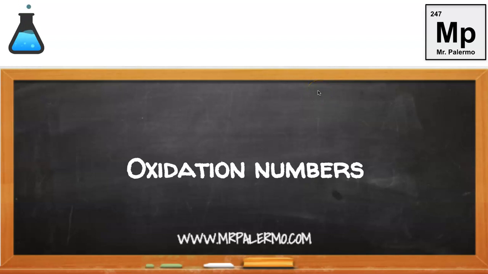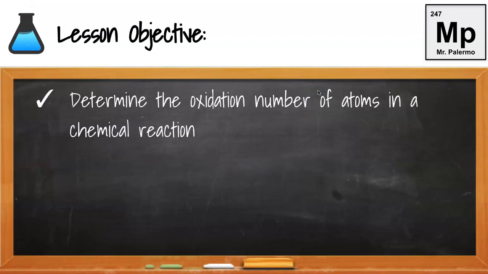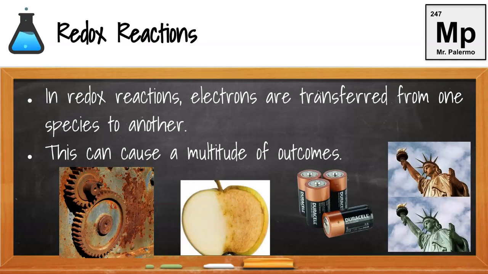In this lesson, we're going to investigate oxidation numbers. Our lesson objective: determine the oxidation number of atoms in a chemical reaction. Some chemical reactions are classified as redox reactions. And in redox reactions, electrons are transferred from one species to another.